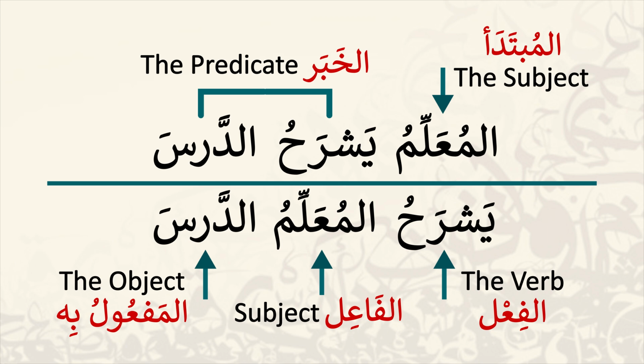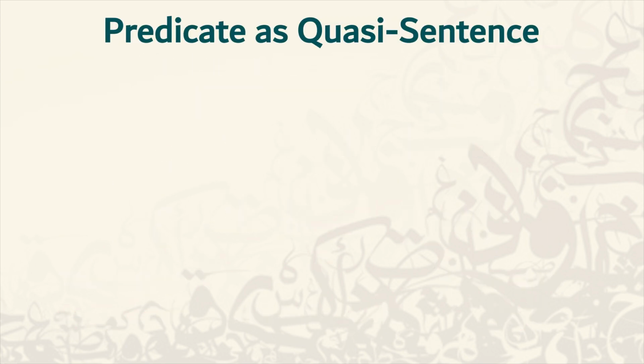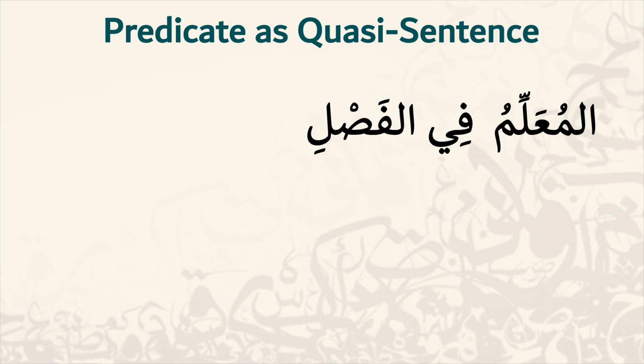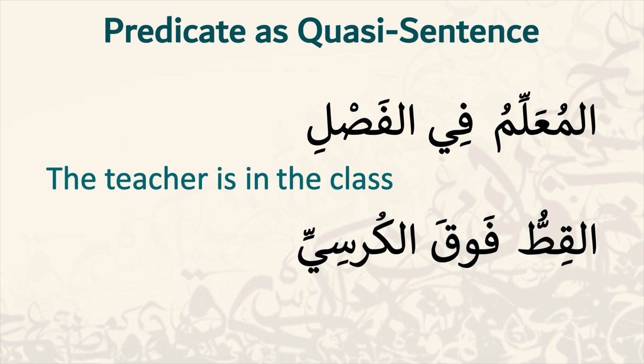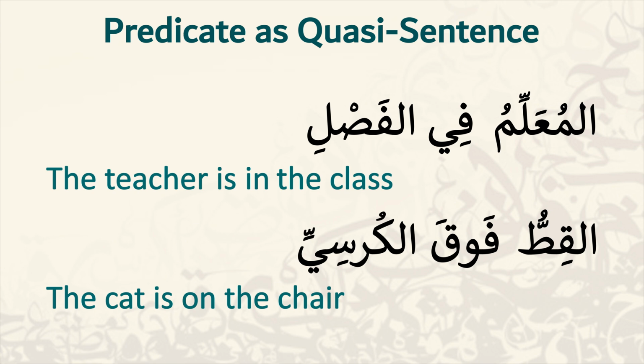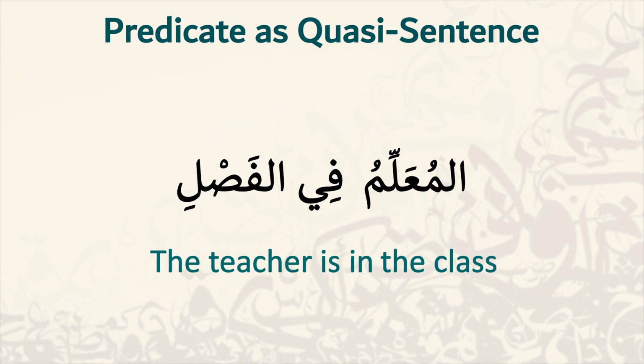Now let's see the last type of predicate, a quasi-sentence, شبه جملة. Observe these examples. المعلم في الفصل. The teacher is in the class. القط فوق الكرسي. The cat is on the chair. In these two examples, the sentences are nominal. Why? Because they begin with nouns. And also the meaning of both sentences is complete, because we understand the point, which means the predicate الخبر exists. As we know, the predicate completes the meaning of the nominal sentence.